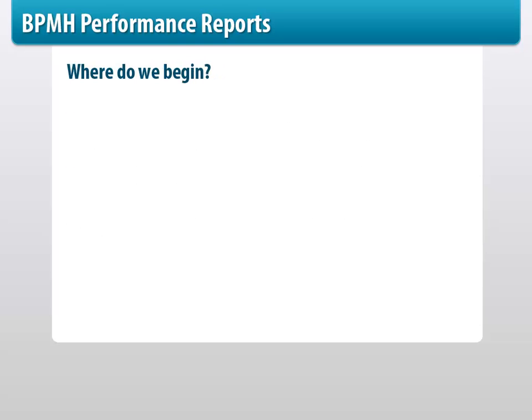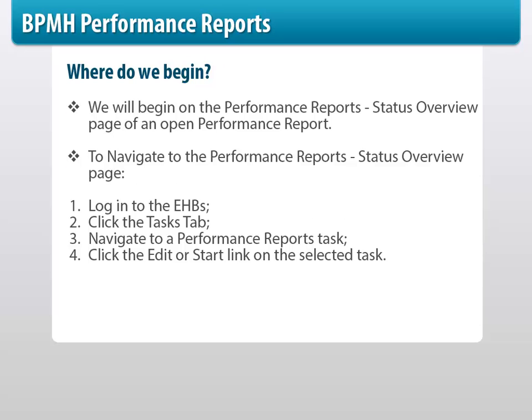Where do we begin? We will begin on the Performance Reports Status Overview page of an open Performance Report. To navigate to the Performance Reports Status Overview page, log into the EHBs. Click the Tasks tab. Navigate to a Performance Reports task. Click the Edit or Start link on the selected task.